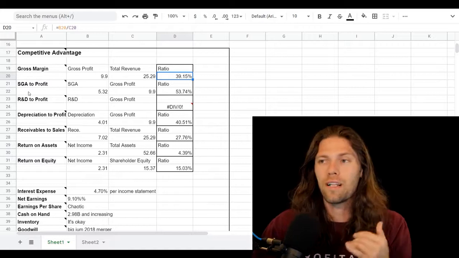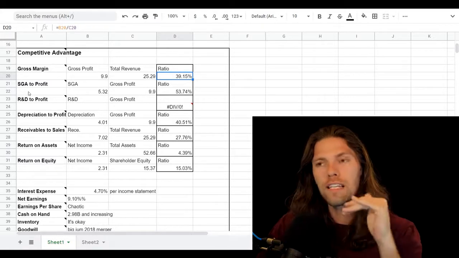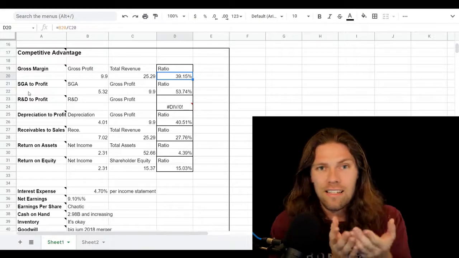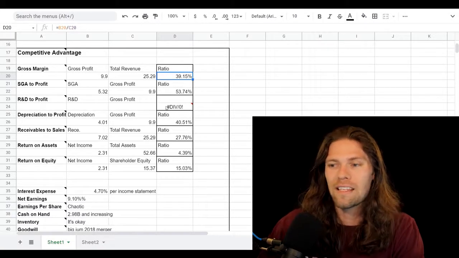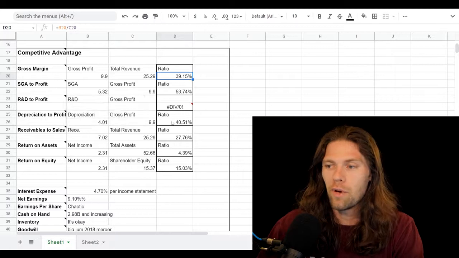With this ratio, you want to take a look at the financial statement and make sure that it is relatively stable over time. If the selling, general, and administrative is staying the same but profits are increasing, that is a great sign. Research and development to profit, in this case, they didn't have a whole lot of R&D. Depreciation to profit, we have a ratio of 40%.